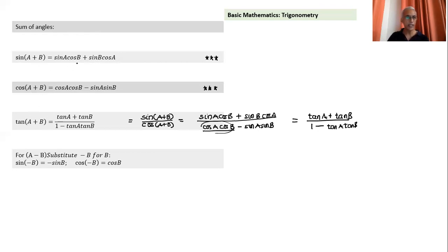Wherever sine B, the A term will remain unaffected. So this term will not change. Sine A and cos A will not change. So what I think, this part will change. This part, wherever the B term is coming, those things may change.